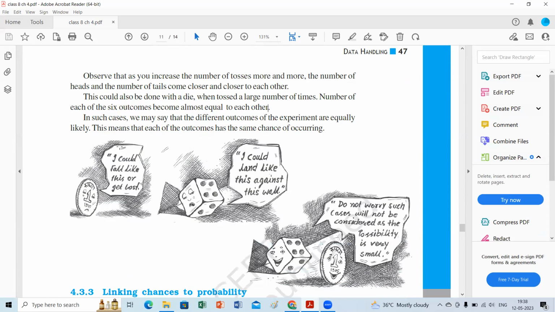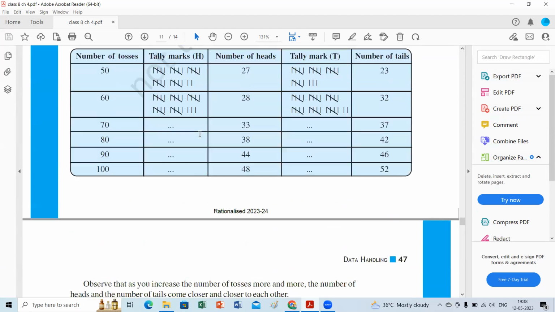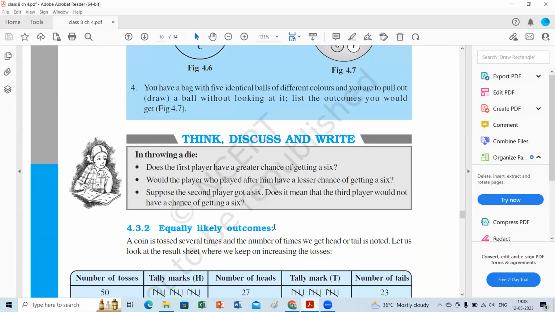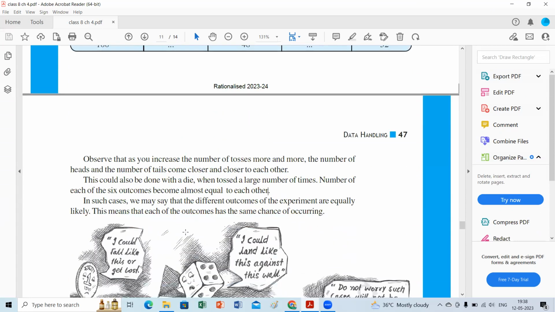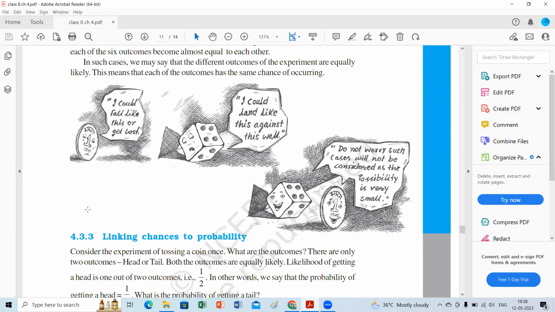Coming to the next thing, these are only the words they gave here. Equally likely outcomes means that if you repeat an experiment multiple times, if you increase the number of tosses, the chances will be equally likely. This means that each of the outcomes has the same chance of occurring. That means you and your partner both have equal chances of winning.